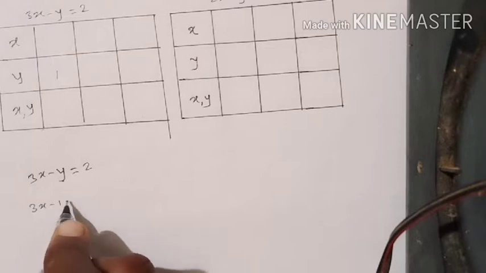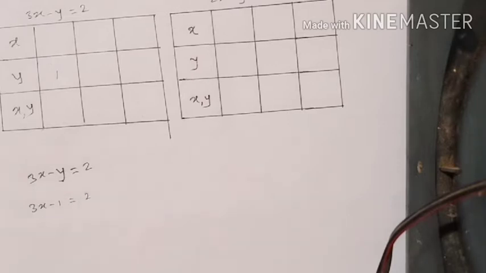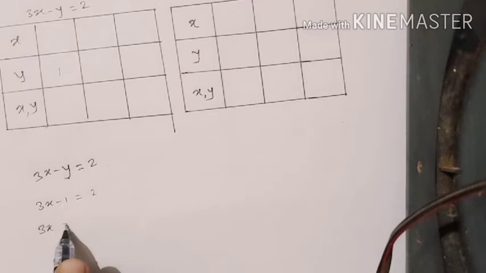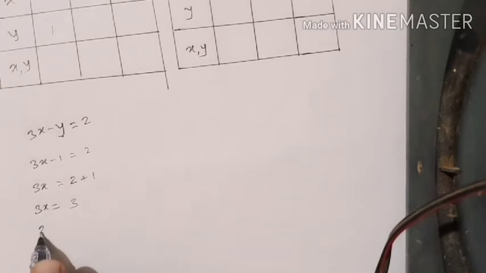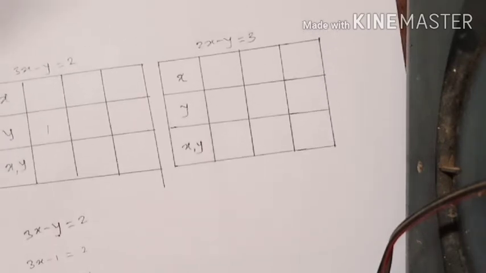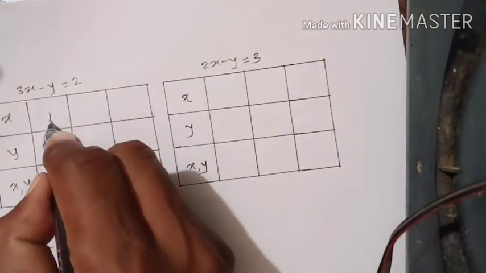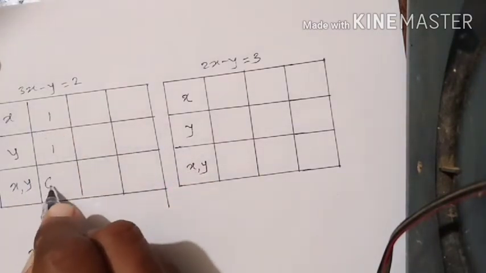3x minus 1 is equal to 2. Now 3x is equal to 2, and minus 1 becomes plus 1 here. Now see here, 3x is equal to 2 plus 1, which is 3, and x is equal to 3 by 3. Therefore, x is equal to 3 by 3, which is 1. Here we will put the value of x in the box, that is 1. And the coordinates will be 1, 1.